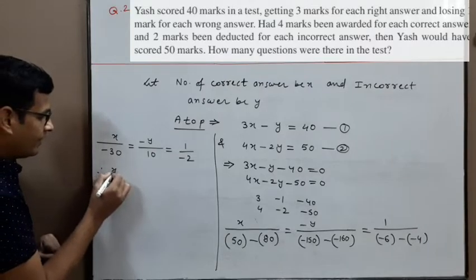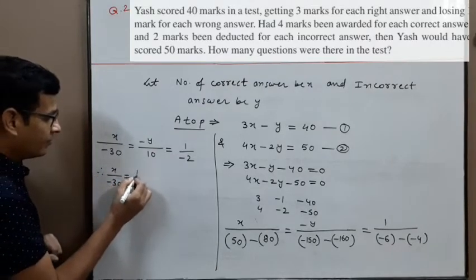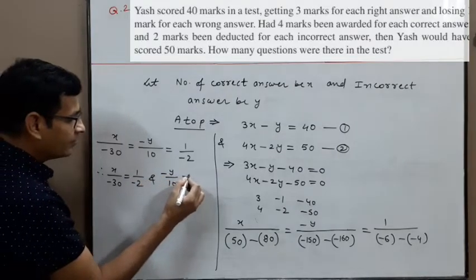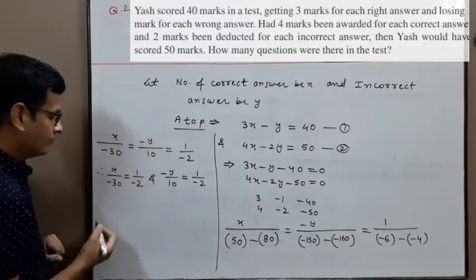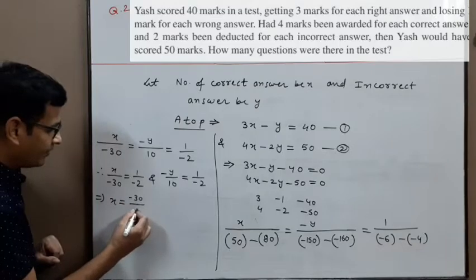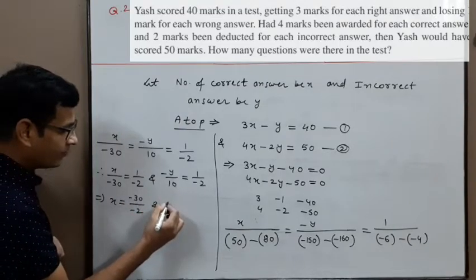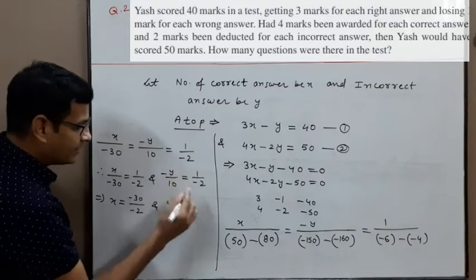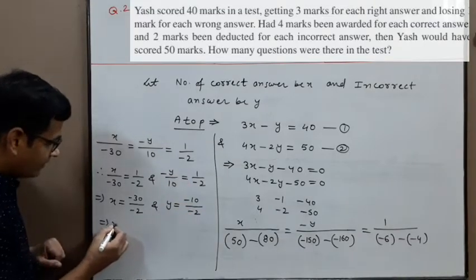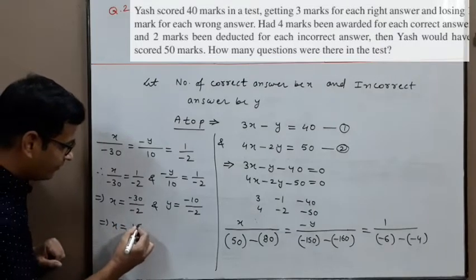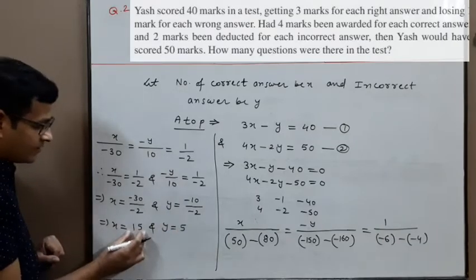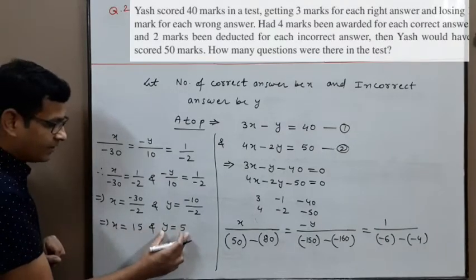So therefore x upon minus 30 is equal to 1 upon minus 2, and minus y upon 10 is equal to 1 upon minus 2. Next step, x is equal to minus 30 upon minus 2 and y is equal to minus 10 upon minus 2. So x is equal to 15 and y is equal to 5. So the number of correct questions is 15 and the number of incorrect questions is 5.